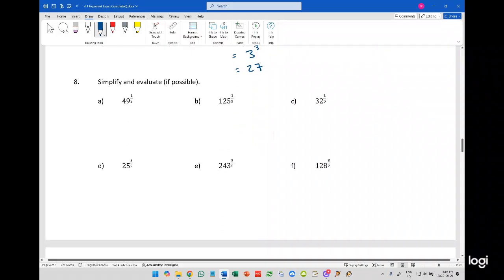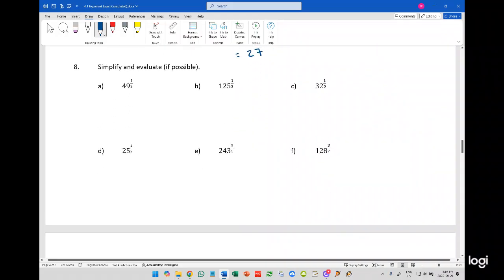All right, let's try a couple of these. So we're going to skip a couple steps on these. We're not going to write the squaring of the sides and all that stuff. We're just going to acknowledge that 1 over 2 as an exponent is really the same thing as the square root. So something times itself is 49. That something is 7.